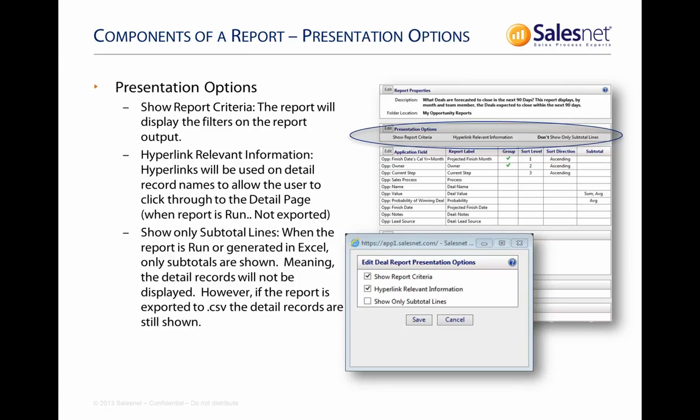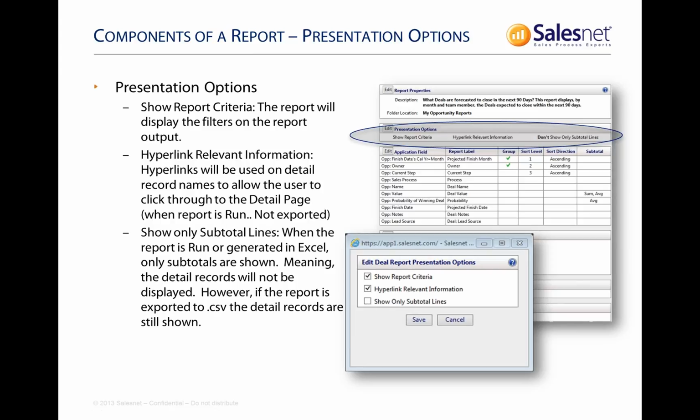And then our second section is called presentation options. We have 3 options here for you to check off or uncheck. When reports are created, from pre-built reports at least, the first 2 items are always checked off, and the third one is unchecked. So let's go through each one of those.